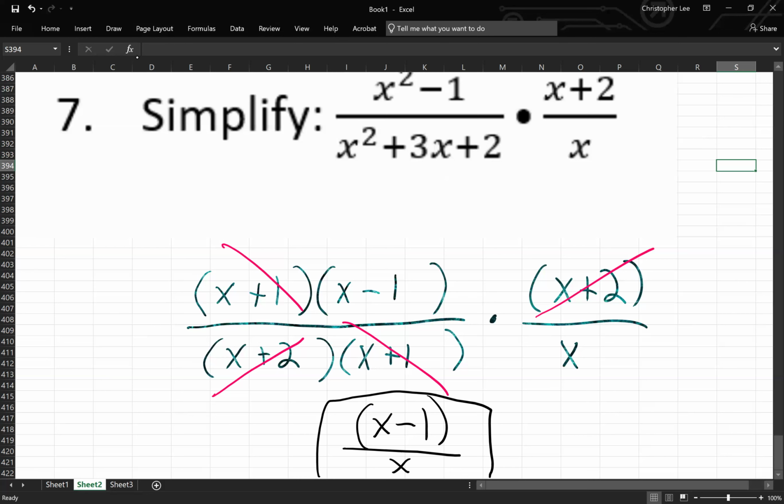So the name of this game: factor it all first, cross out the like terms top and bottom diagonally, and then you're good to go. You see what I'm saying? If you were to multiply this and that, they come out to the same thing, because it'll be x squared minus x plus x minus 1. And then the plus x and the minus x will cancel out.